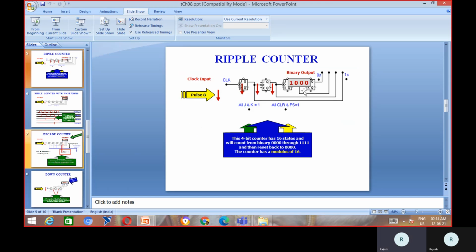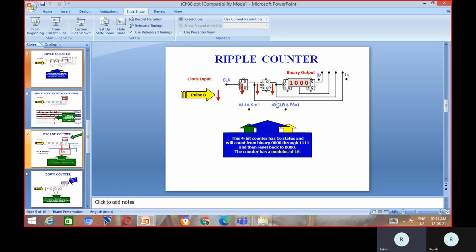So this is the ripple counter. This 4-bit counter has 16 states because there are 4 flip-flops. Here we are using JK flip-flops, and in these JK flip-flops, all inputs are connected to 1, and all clear and preset pins are connected to 1.